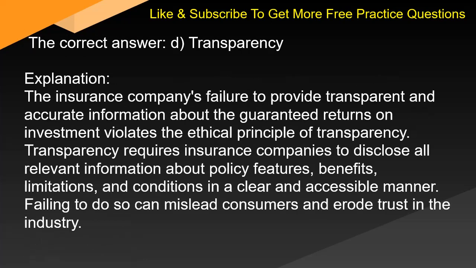The correct answer, D. Transparency. Explanation. The insurance company's failure to provide transparent and accurate information about the guaranteed returns on investment violates the ethical principle of transparency. Transparency requires insurance companies to disclose all relevant information about policy features, benefits, limitations, and conditions in a clear and accessible manner. Failing to do so can mislead consumers and erode trust in the industry.